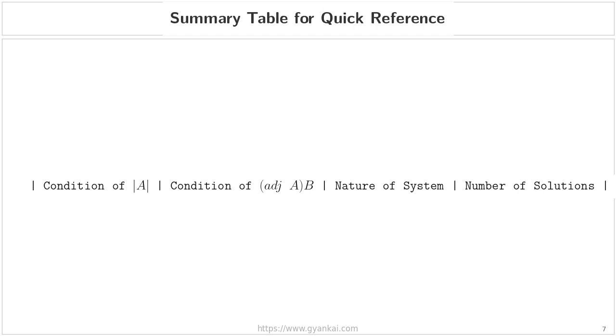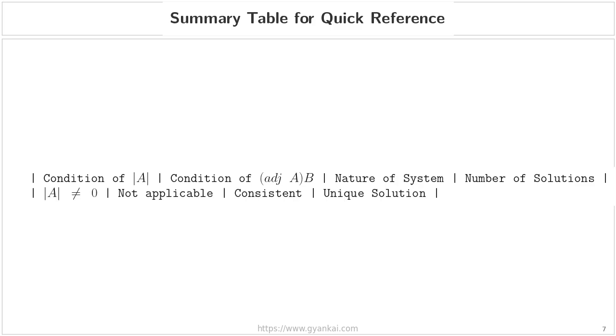Summary table for quick reference. Now that we have walked through the different cases, let's bring everything together with this summary table. This is your go-to reference for any exam or problem-solving session. First, look at the top row. When the determinant of matrix A is not equal to 0, we call this the nonsingular case. In this scenario, we don't even need to check the adjoint part because the system is guaranteed to be consistent and you will find exactly one unique solution.